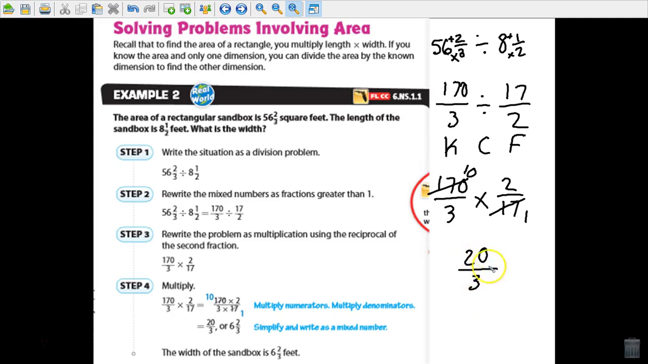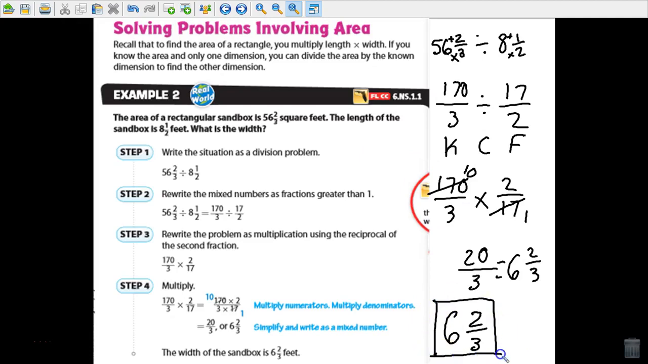3 goes into 20 6 times. That's 18. And then we have 2 left over. So 2 over 3. So the width of the sandbox is 6 and 2/3 feet. You don't need to write feet. I don't really care that much. 6 and 2/3 is fine with me.